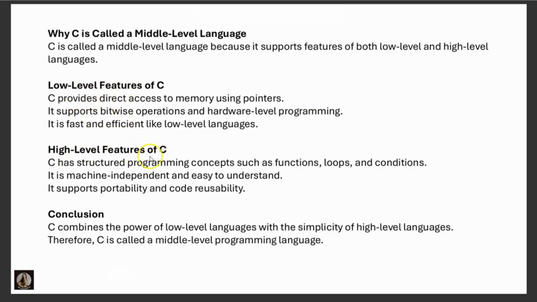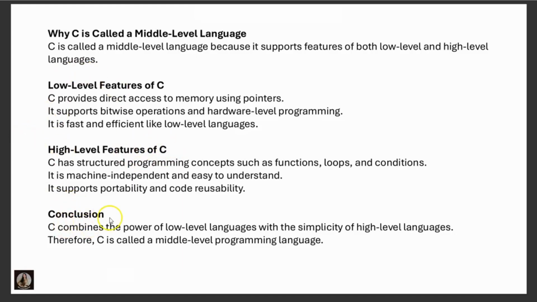Let us understand the high level language features of C. C has structured programming concepts such as functions, loops and conditions. It is machine independent, so I can run it on any machine, and it is easy to understand. It supports portability and code reusability, which is an advantage. I can reuse and modify the code, so time and cost are much less. By using these, it supports the high level features of C. That's why it is a middle level language.